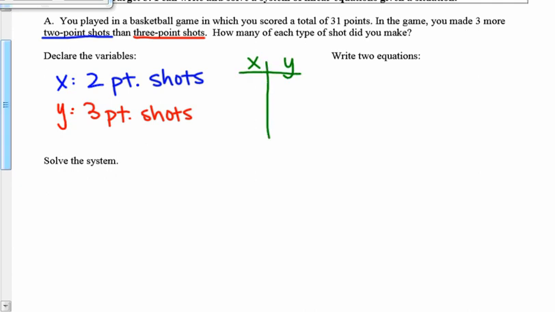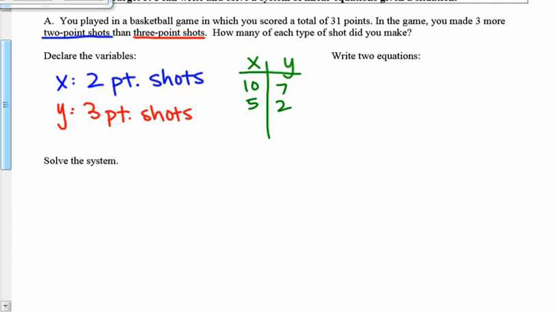What you can do is create a little x and y table. If I know that my x's are my 2-point shots, and I made more 2-point shots than 3-point shots, let's say that I made 10 2-point shots. Well, I made 3 more of those than 3-point shots, so I'm just going to subtract 3. So I made 7 3-point shots. 3 more than 7 is 10. So let's say I made 5 2-point shots. I actually only made 2 3-point shots. I'm just subtracting 3 each time.